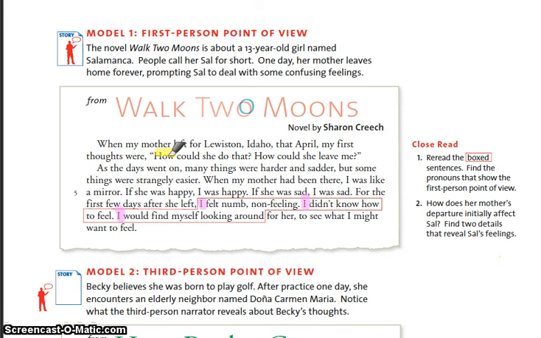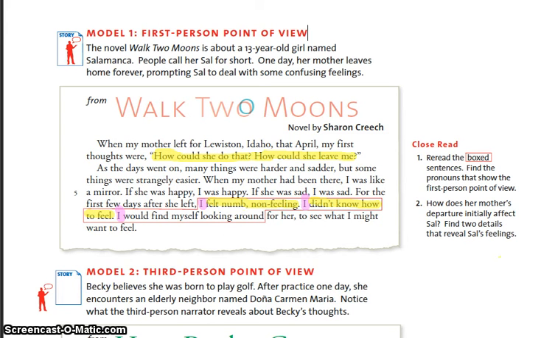The details to support my answer are right here. It says, how could she do that? How could she leave me? The way that the narrator, who is our main character, asked that question, I know that she is shocked. It took her by surprise that her mother would leave her. Here's another detail. I felt numb, non-feeling. That helps me understand how she felt. I didn't know how to feel. Sometimes when I'm shocked about something, I don't know how to feel about that situation. So we're going to go down.